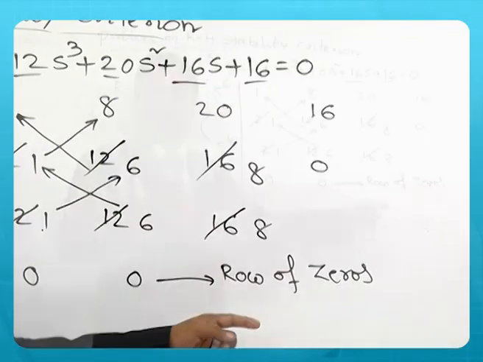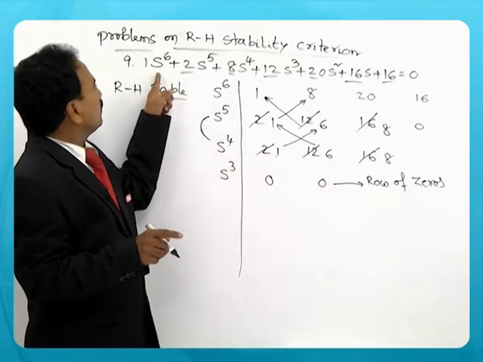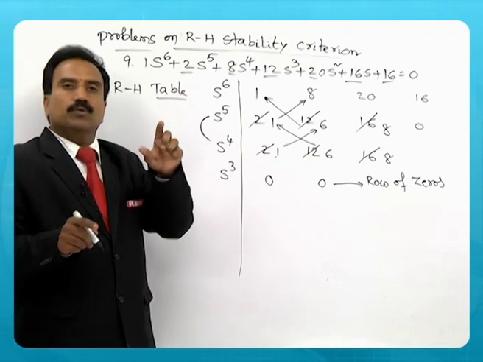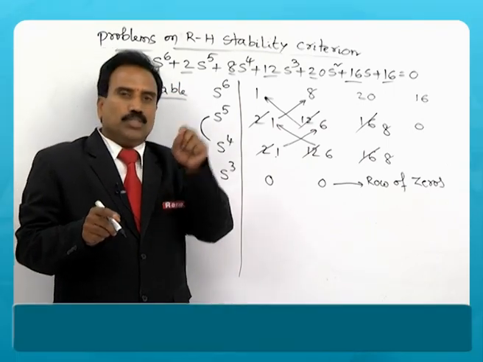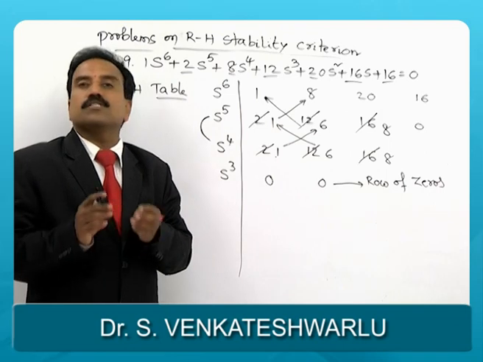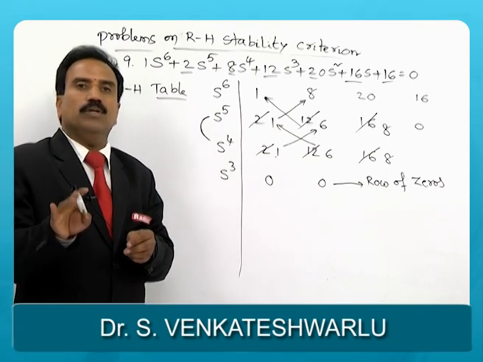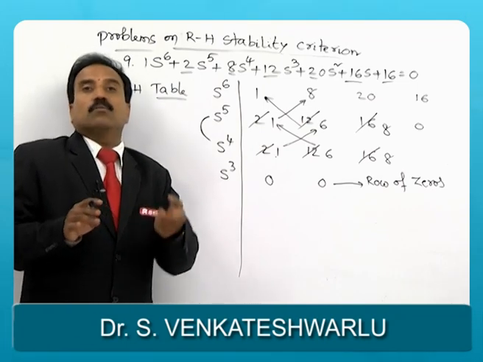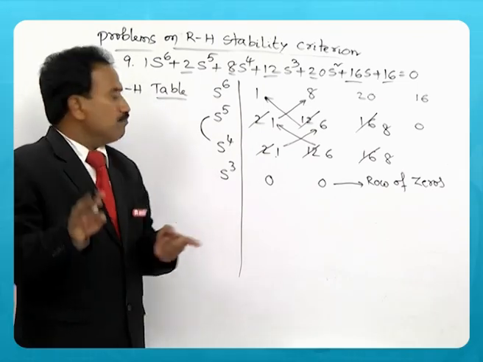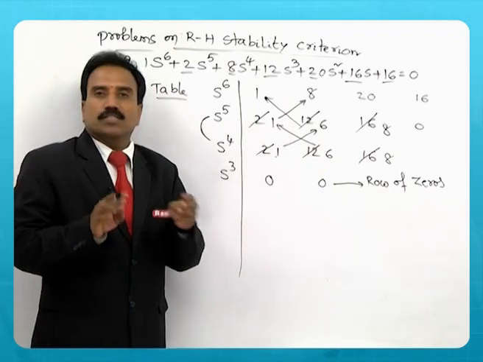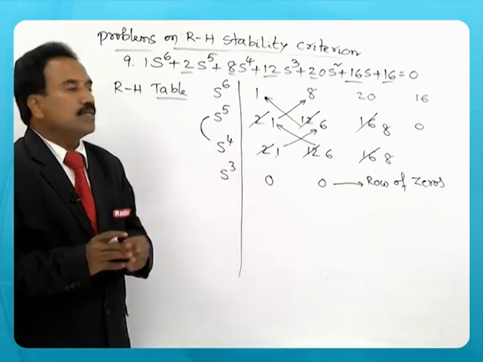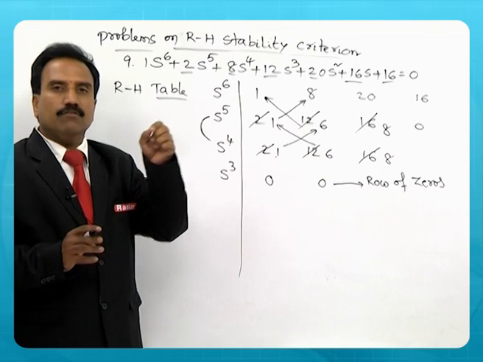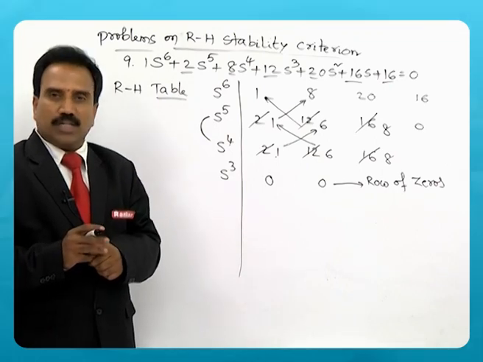When you get a row of zeros, certainly among these 6 roots, a few roots lie on the j omega axis. So the system is marginally stable. You can conclude here itself whether the system is stable, unstable or marginally stable. You can say by looking at the row of zeros, the system is marginally stable, because out of 6, a few roots will lie on the j omega axis.